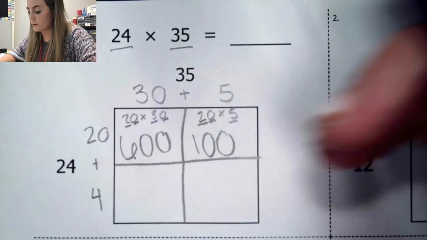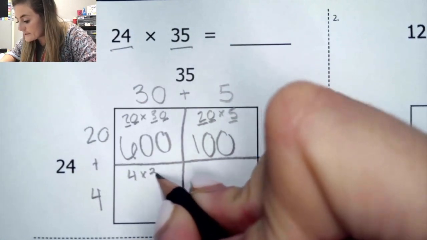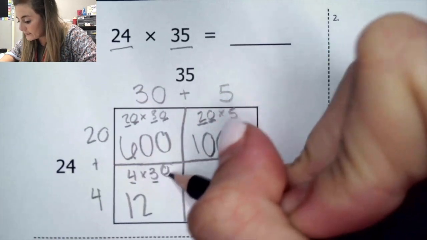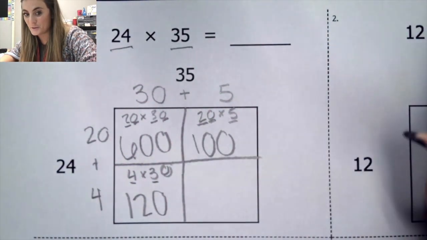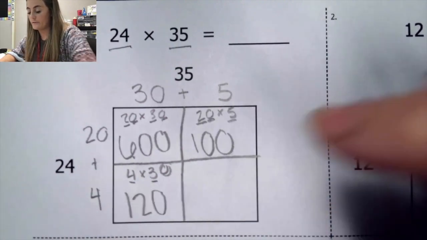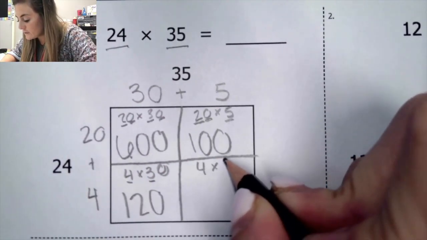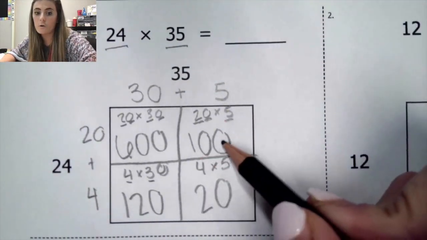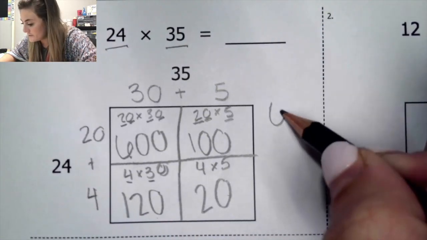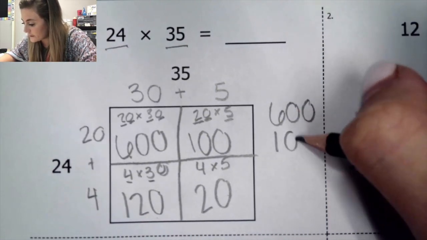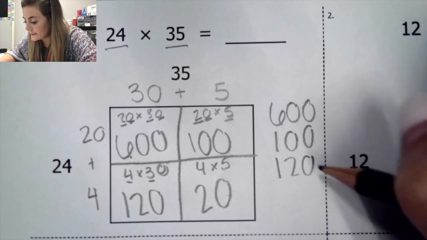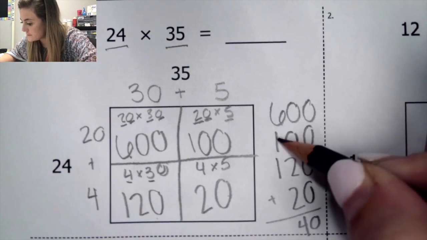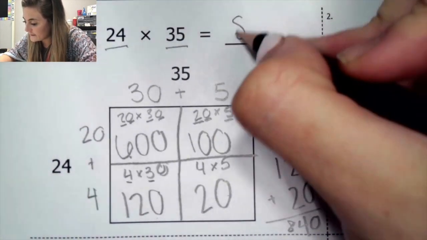Then I'm going to go here. So my 30 and 4 meet right here, so 4 times 30. Well, I know that 4 times 3 is 12, and I have a leftover zero that I'm going to add, so 120. And then finally, my 4 and 5 meet right here. So 4 times 5 is 20. Now I'm going to take all 4 of those products and add them together. So I have 600 plus 100 plus 120 plus 20. So my answer is 840.